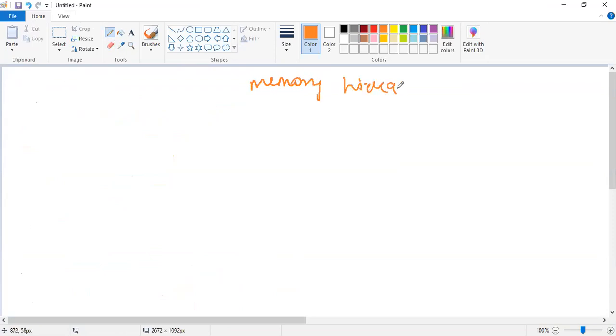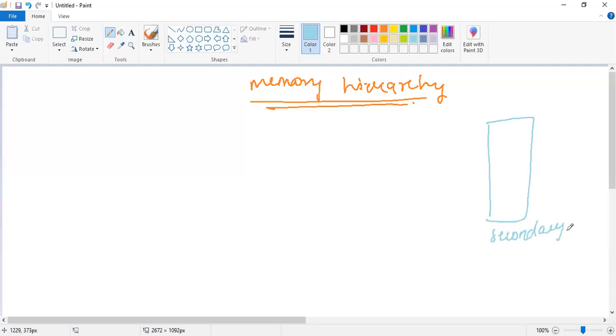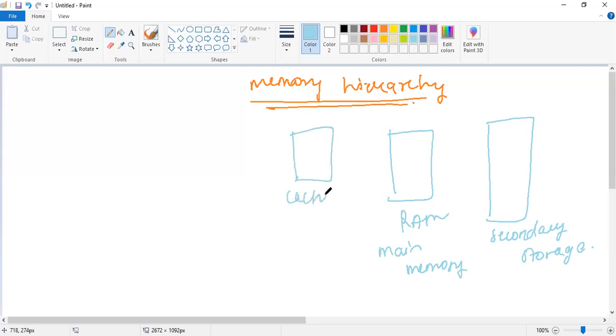Memory hierarchy. Okay, see how it is. First of all, this is your secondary storage. Then comes your RAM, meaning main memory. Then comes your cache memory. Okay, and then come your registers. Then comes your CPU.